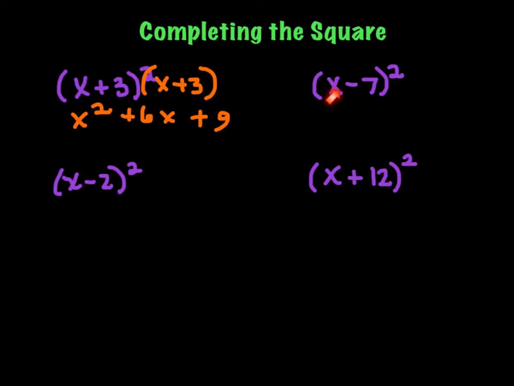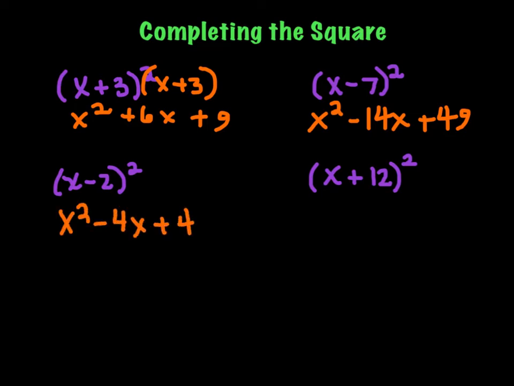Remember the pattern: square the first, multiply them and double, and square the last. So the pattern would be square the first, multiply them, negative 7x, double it, and square the last. I want you to really quickly do those last two. This would end up being x squared minus 4x plus 4. And this would end up being x squared plus 24x plus 144.